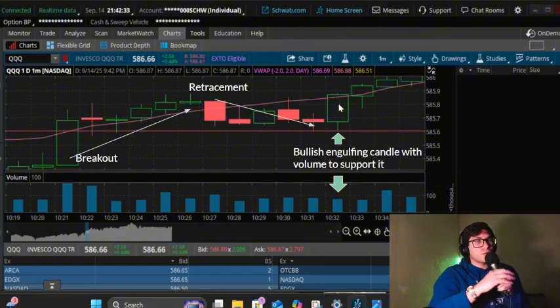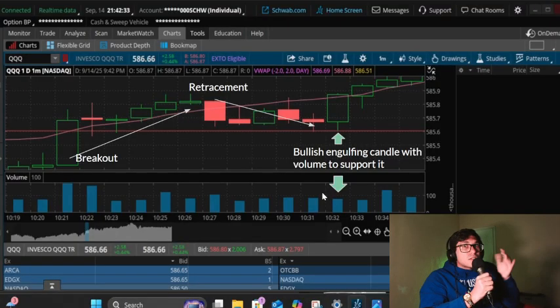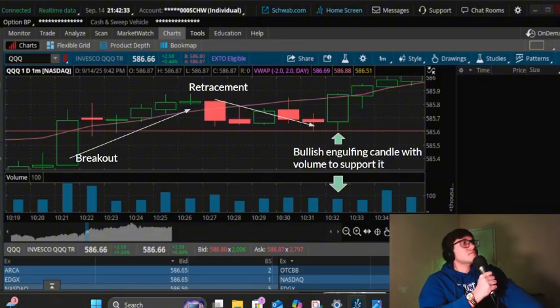And this is critical, guys. You want to make sure that the bullish engulfing candle has volume to support it. As we see in this example, the volume matches the previous candle, which is good. But in a super ideal world, we prefer more volume than the previous candles. That's a super A+ setup. And this pattern does appear more often than you think.